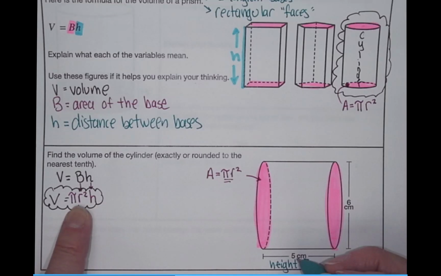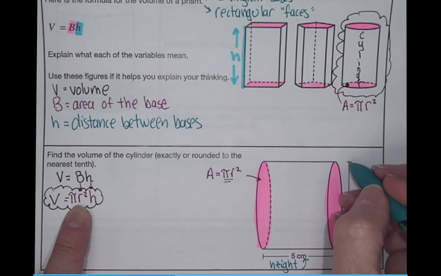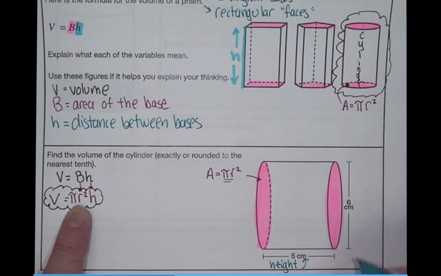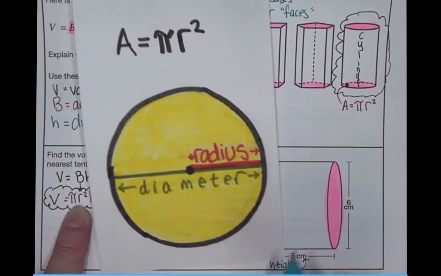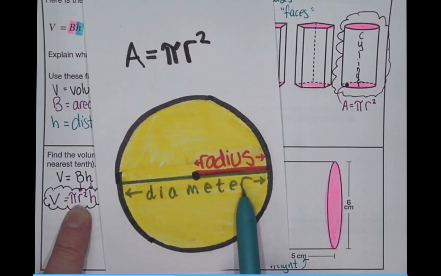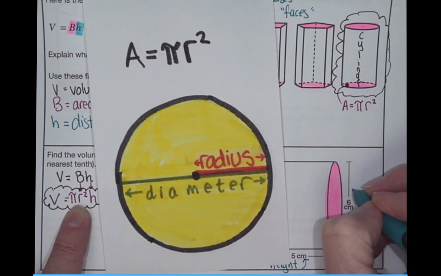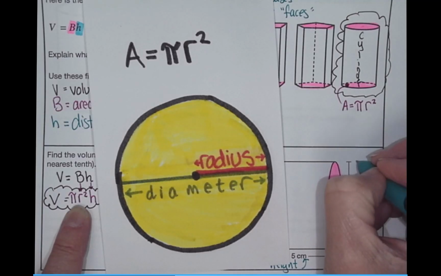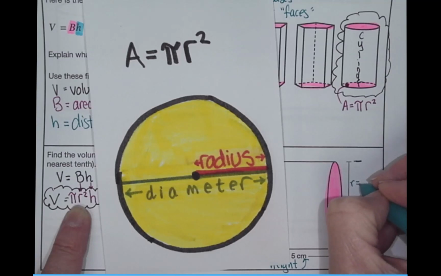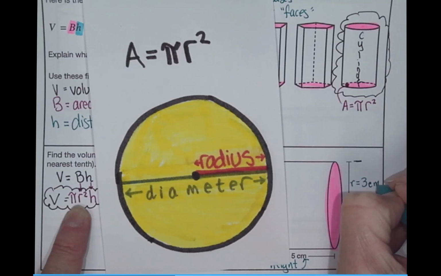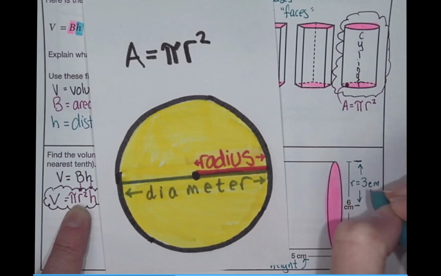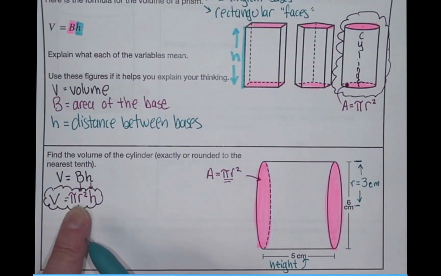Let's look at the radius of the circle. Well, here's our pink circle. And I know that from this side of the circle to this side of the circle is 6 centimeters. Let me remind you, though, that's the distance all the way across the circle. The diameter is 6 centimeters, which means the radius is 3 centimeters. And the radius is what we want for our little formula.